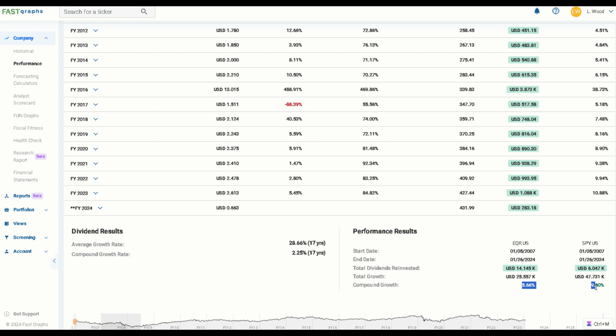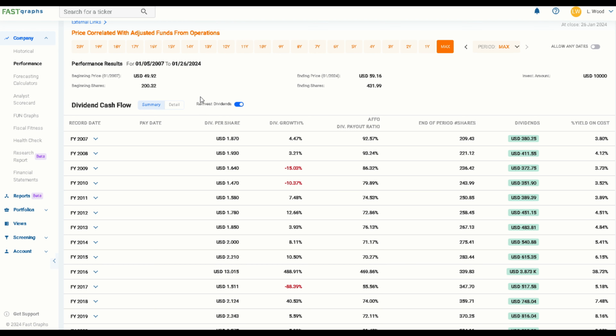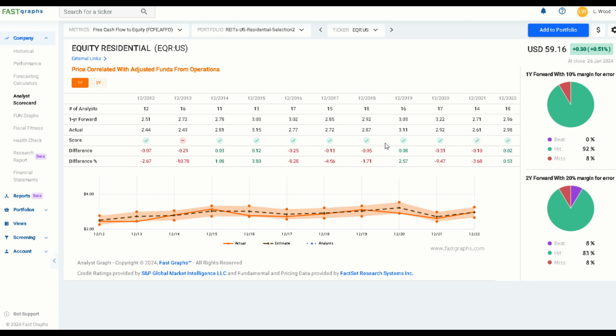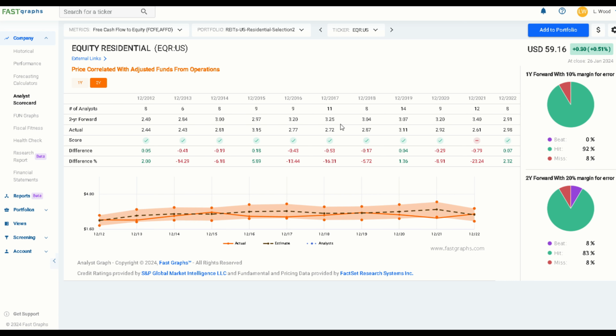Now, as well as this, you can see that the performance level down here compared to the S&P 500 has not been incredibly good either, but it has spun off more cash. Analyst scorecards. So the misses here on the 1 year forward were back in 2013. Seems to be more stable there. 2021 here for the 2 year forward. So post-COVID pandemic, I think that's been a reasonable one to forgive them on missing.